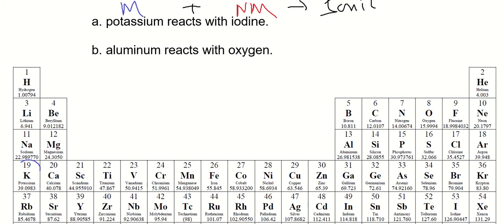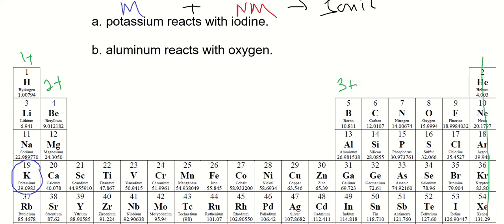Potassium. Did we just do this one? No, it's a different problem. All right, potassium, group 1. That tells you it has one valence electron. Actually, let's just skip that part. These all have a 1 positive charge when they lose 1 electron. These all have 2 positive charges when they lose 2 electrons, 3 positive.